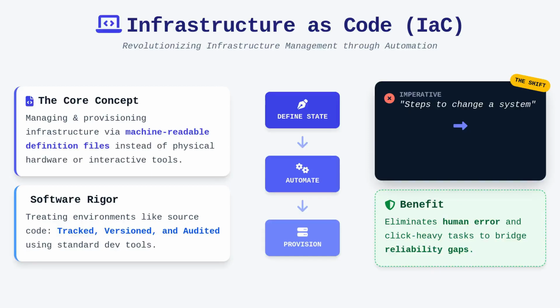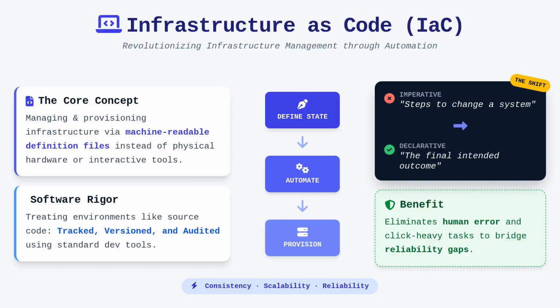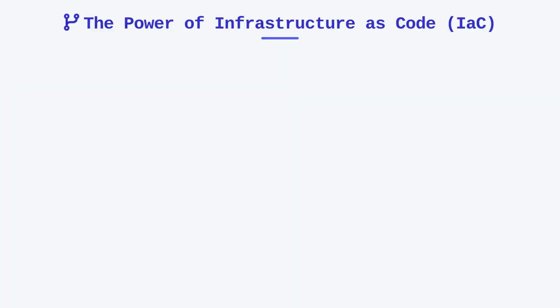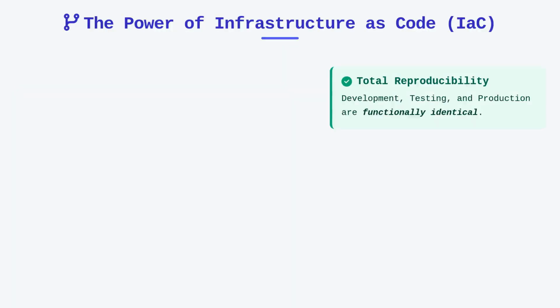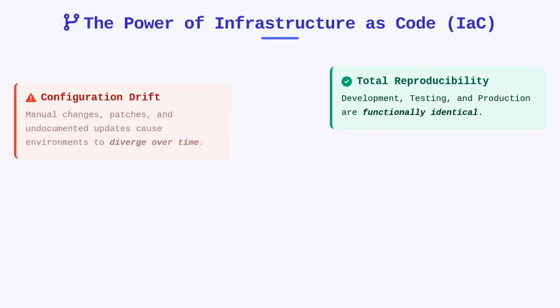This shift allows us to move from an imperative mindset, where we describe the steps to change a system, to a declarative mindset, where we describe the final outcome we intend to achieve. The primary benefit of this approach is reproducibility, which ensures that your development, testing, and production environments are functionally identical. Without IaC, teams often struggle with the problem of configuration drift, where environments slowly diverge over time due to undocumented manual changes, patches, or updates.